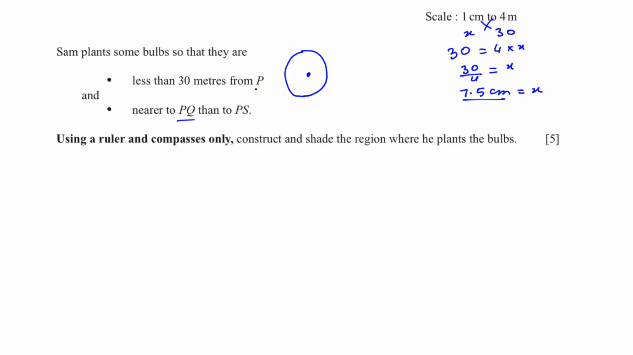The next one is nearer to PQ and PS. PQ and PS are both lines. To find the loci of two lines, we have to construct the perpendicular bisector by first making an arc here, and with the same length, using a compass, making an arc here, and then from this point we'll make an arc here, and then from this point we'll cut this arc here, join it from the middle.